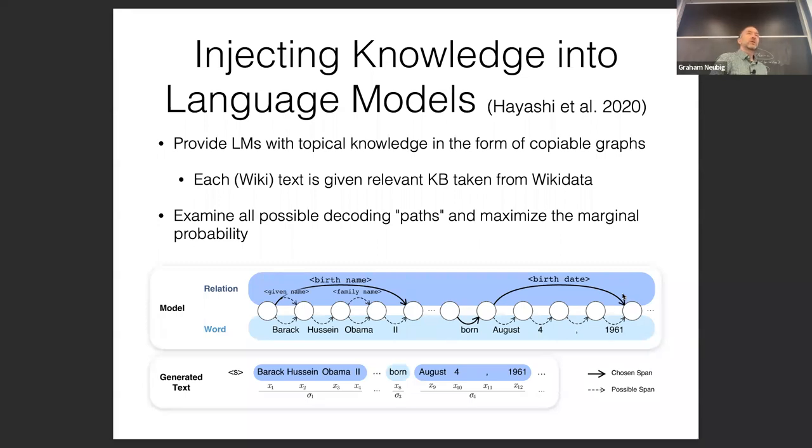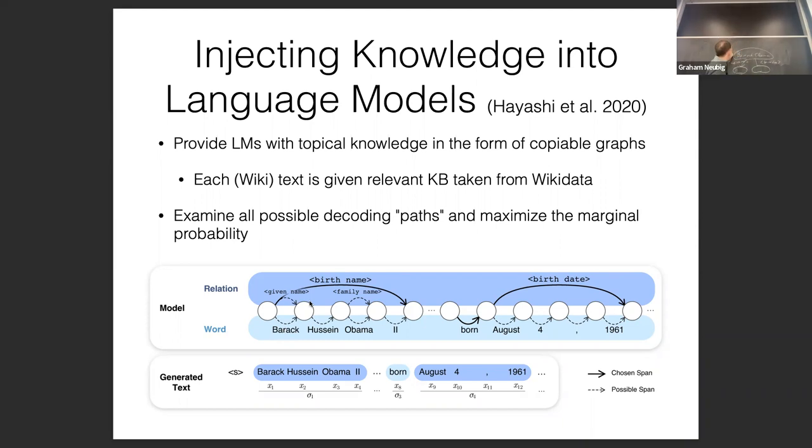And basically we created a model that in addition to predicting the next word in the sequence, like a language model normally does, like predicting the word Barack, it can also predict the relations like birth name or given name. And by doing this, it can output with confidence.